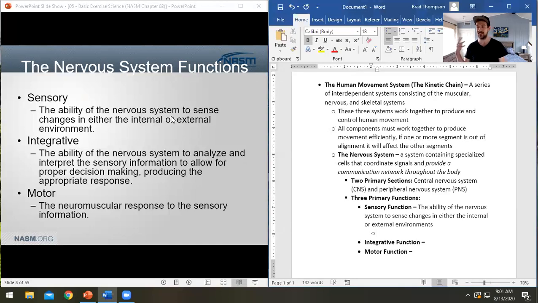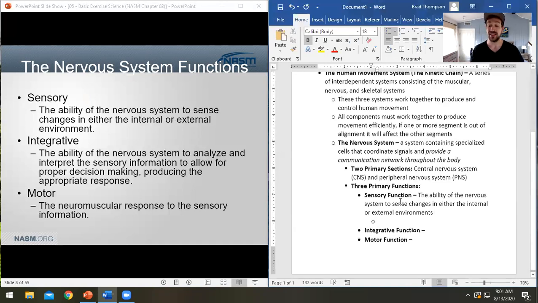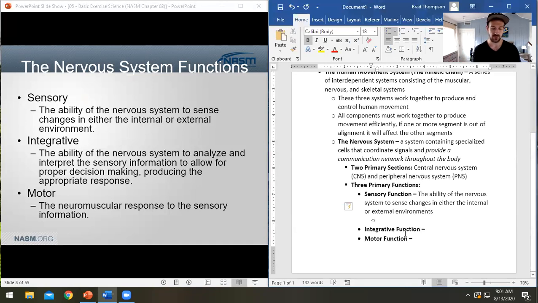And that's where sensations come from. And we'll talk about how to turn those sensations off here in just a little bit. But that's sensory function, right? So good examples of sensory function are sensory receptors. Sensory receptors sense the touching of a sharp object, right?